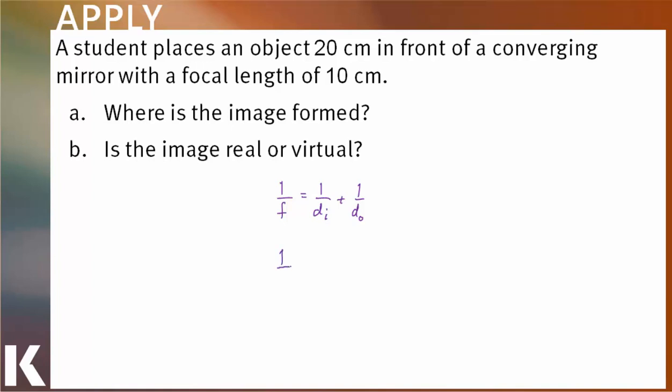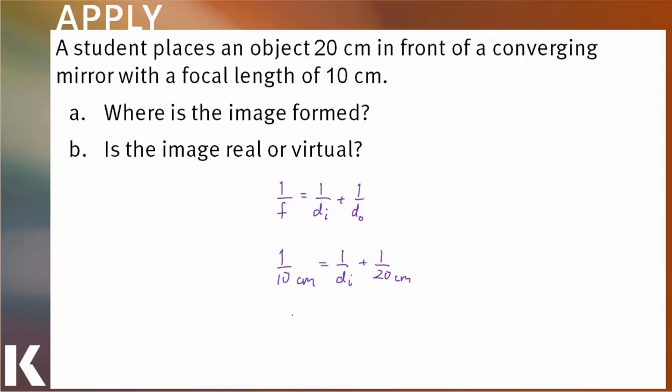Focal length is going to be 10 centimeters, and notice it's converging. That's important, because if it said diverging, it would be a negative 10. Converging systems always have a positive focal length. The image distance is what we're trying to calculate, and the object distance is going to be 20 centimeters.